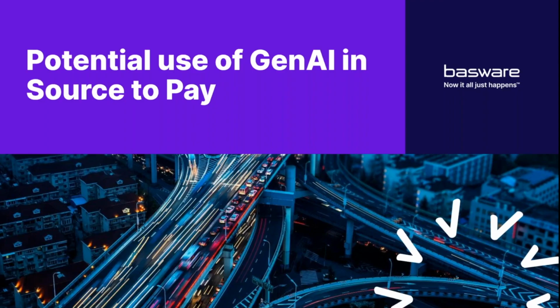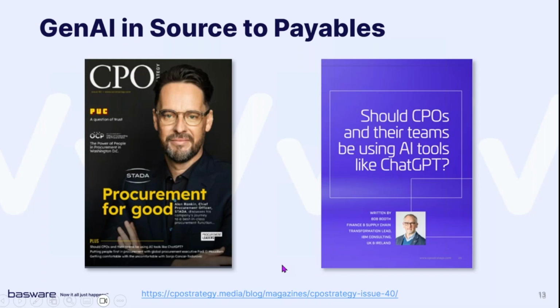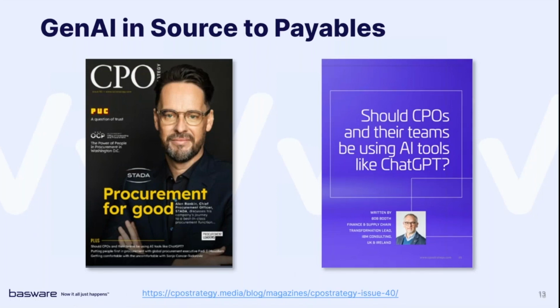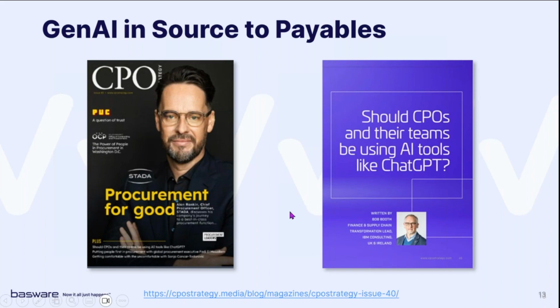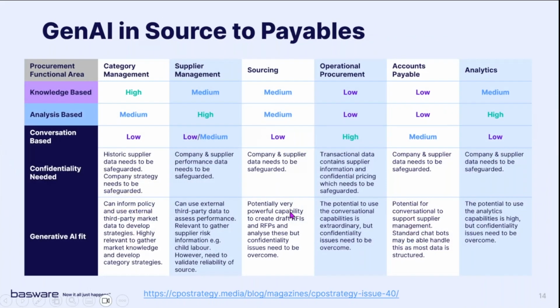What I want to do now is zoom in on where it applies on our home turf in terms of source to pay, right? I wrote an article in May 2023, earlier in the year, and in this article I put together a table that sets out what some of the characteristics are. This is my point of view. Let's talk about the top three lines first, right?